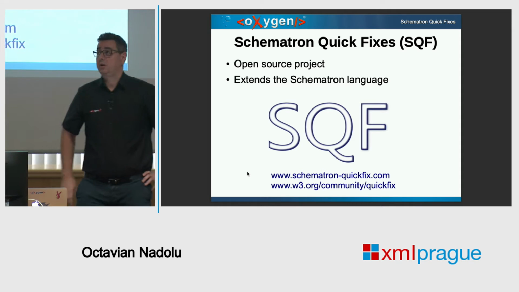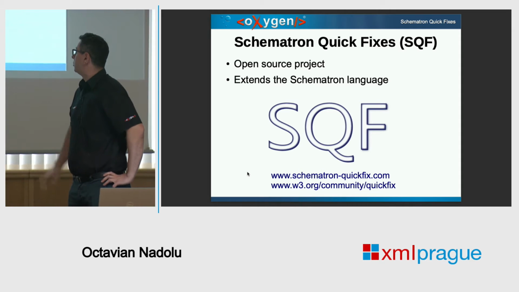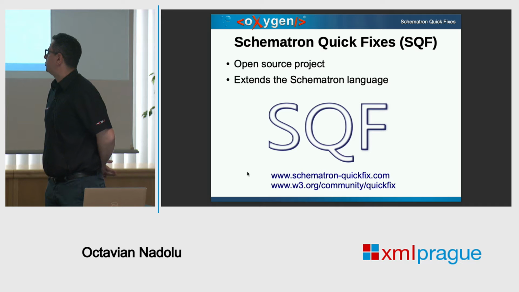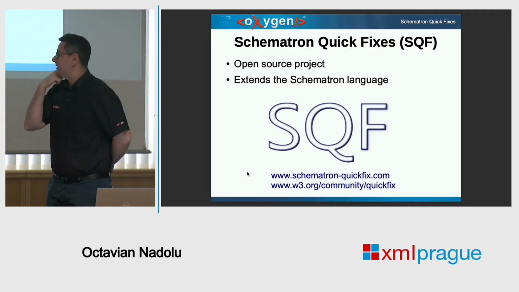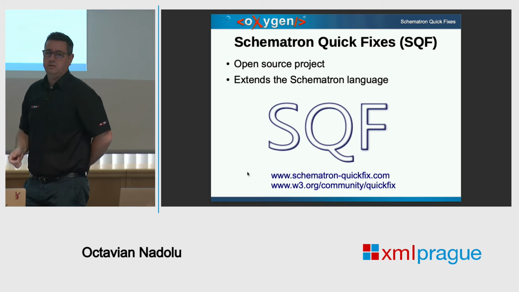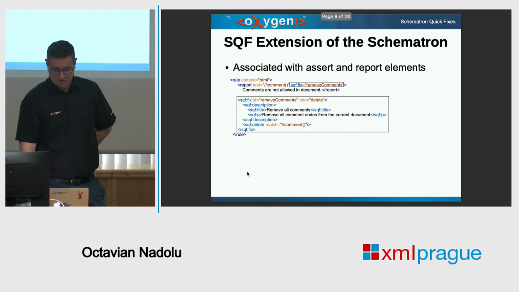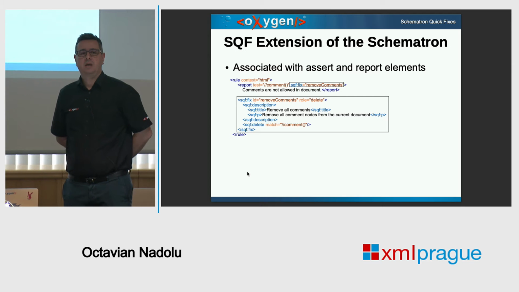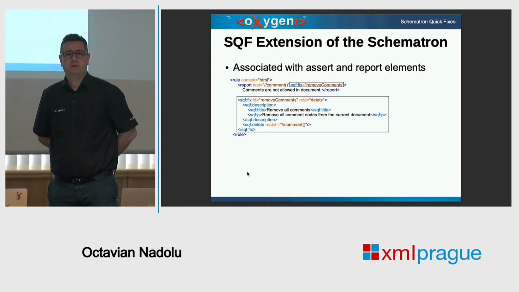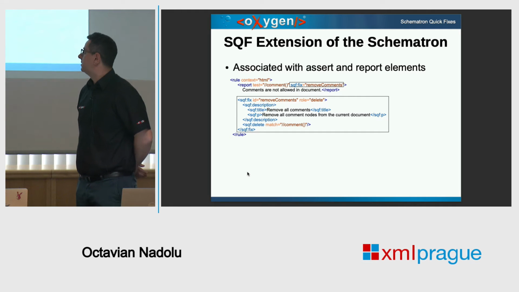So Schematron quick fix, also called SQF, is a project that was developed within the W3C community group. We started here in Prague in 2014, the first draft was, I think, in 2016, and the second draft was in 2018.